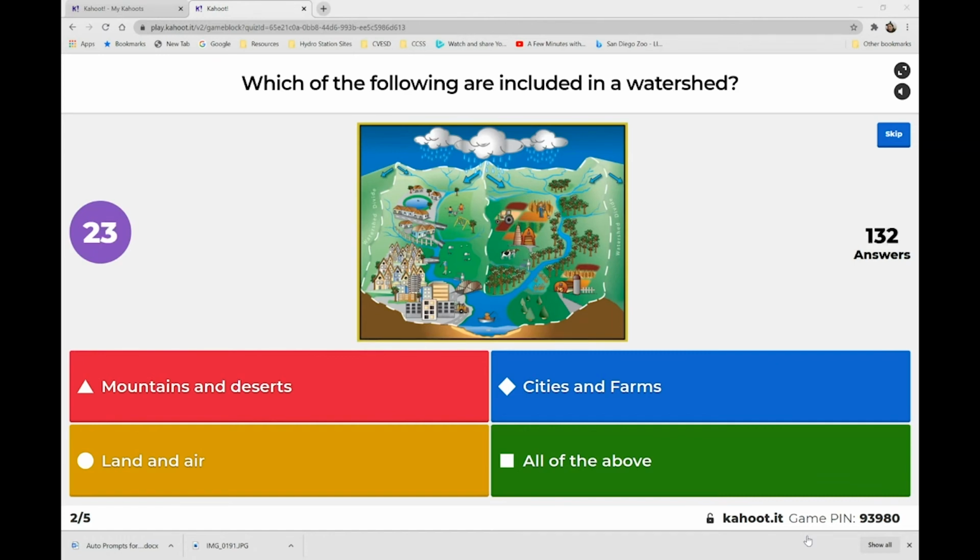Again, let's try this one more time. Which of the following are included in a watershed? Is it red triangle, mountains and deserts? Is it yellow circle, land and air? Is it blue diamond, cities and farms? Or was it green square, all of those answers, so all of the above.